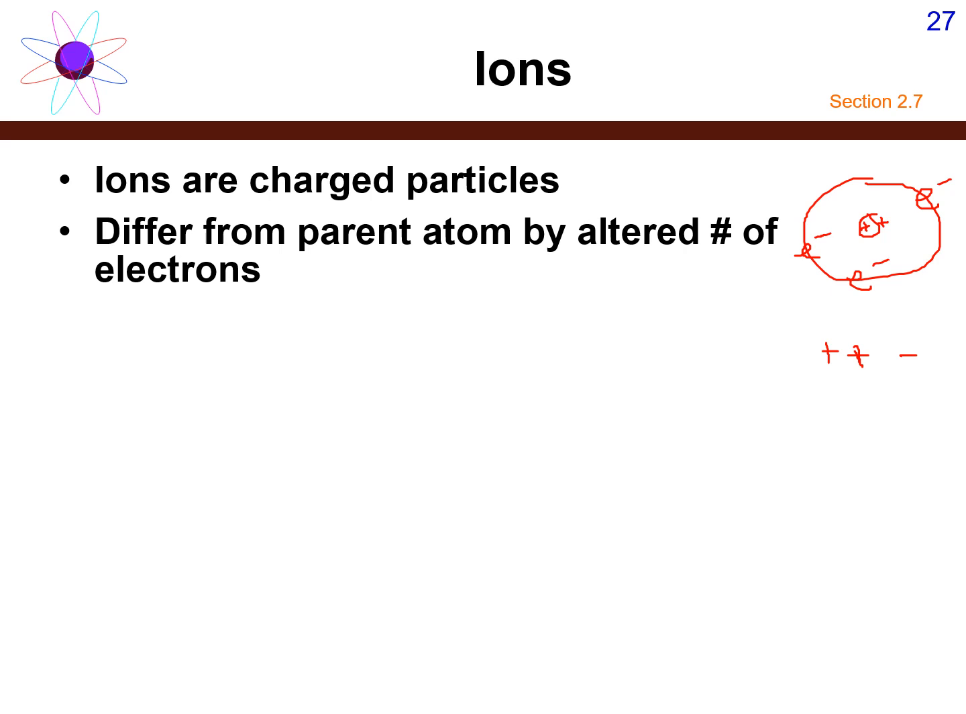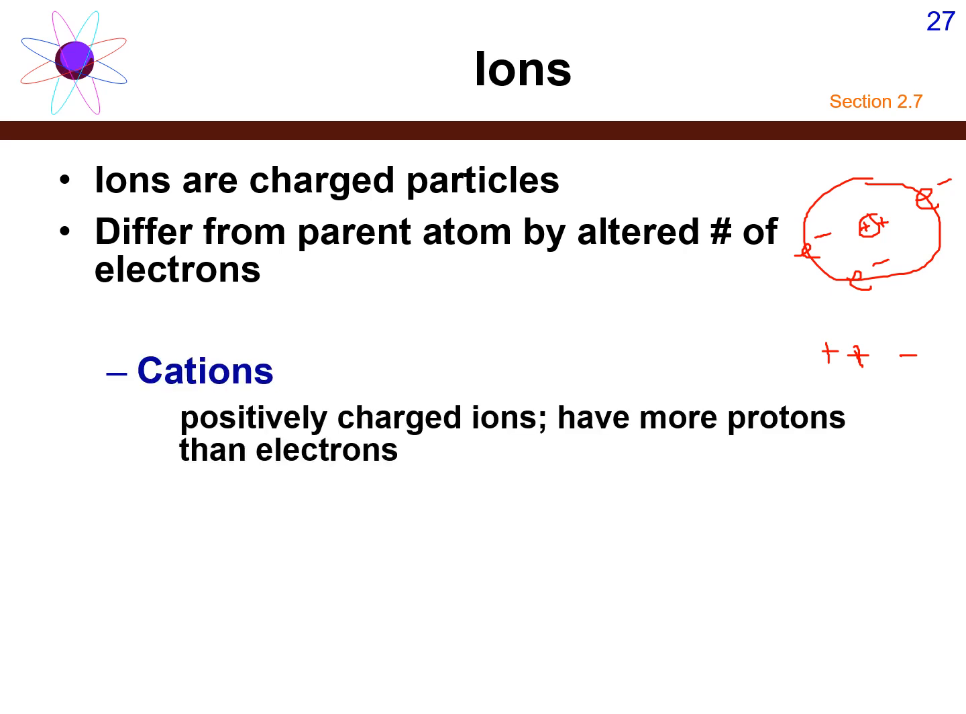So for ions, we're not losing or gaining positive charges. The positive charges stay the same. Those are the protons. What we're doing is gaining or losing electrons, and that's going to shift the charge from neutral to either positive or negative. We have 2 types, cations. Those are going to be whenever you have an atom with a positive charge.